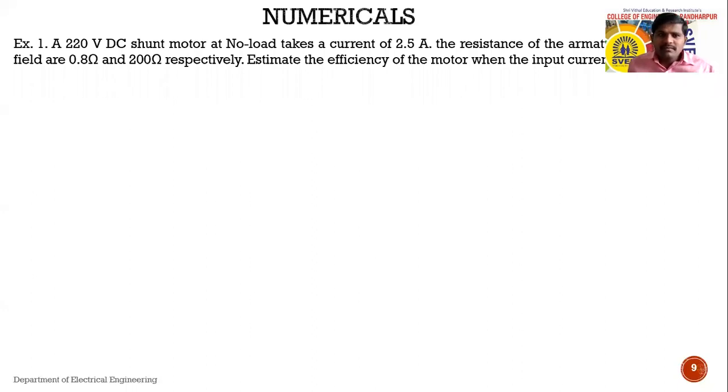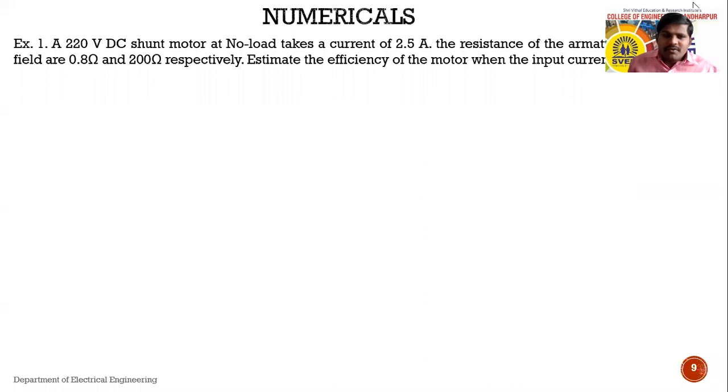Example number 1, all of you write: a 220 volt DC shunt motor at no load condition takes a current of 2.5 ampere. The resistance of armature and the field are 0.8 ohm and 200 ohm respectively. Estimate the efficiency of the motor when the input current is 32 ampere.